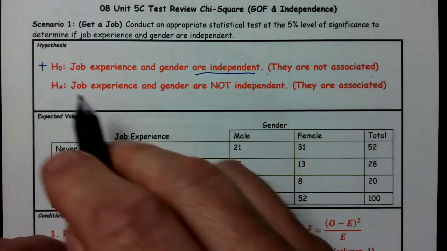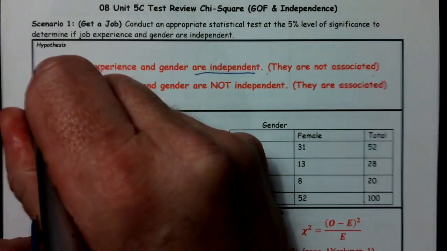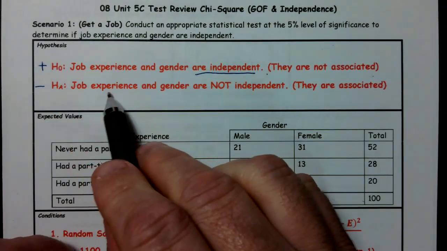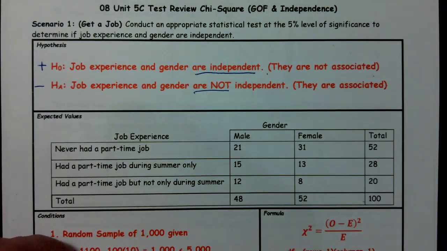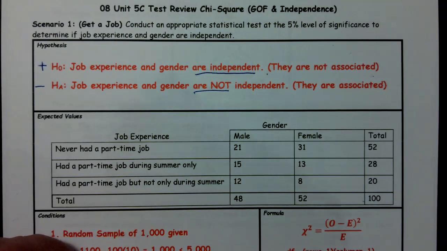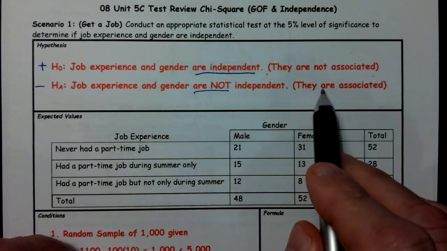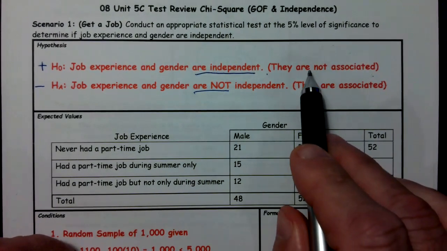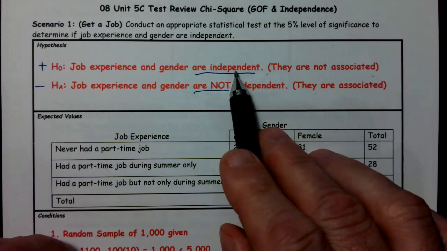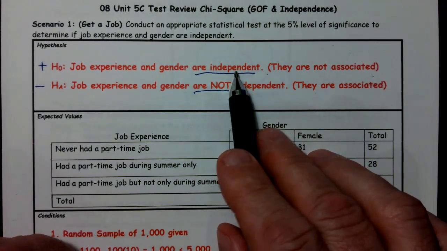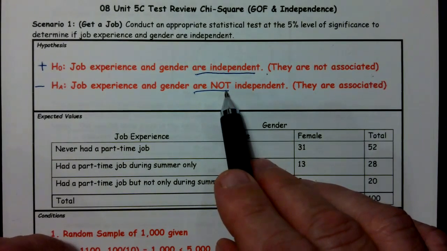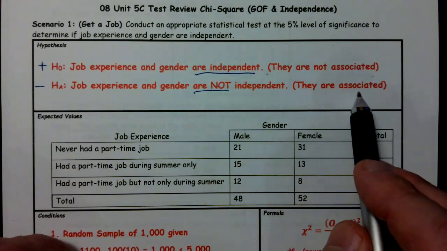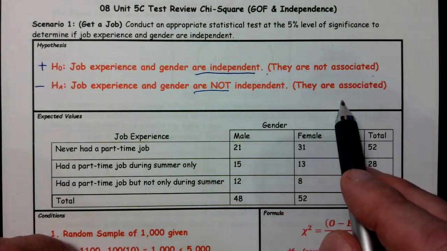The Ha is a negative statement every single time: job experience and gender are not independent. If they are not independent, that means there is an association. Remember, consider a dating relationship. If you're independent, you're not dating anyone, which means you're not associated with anyone. If you're not independent, you are associated with someone because you are dating someone.